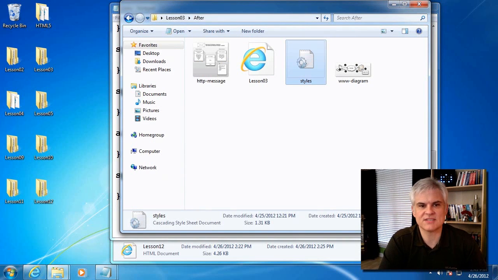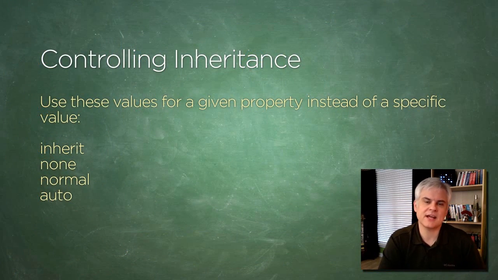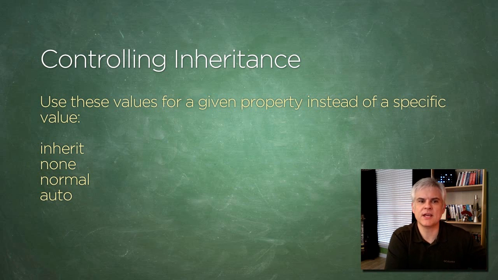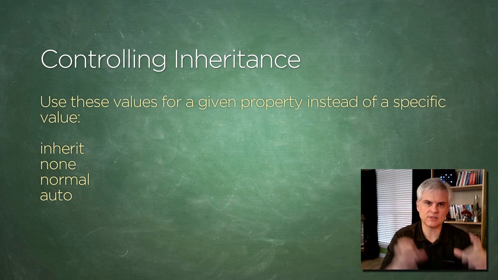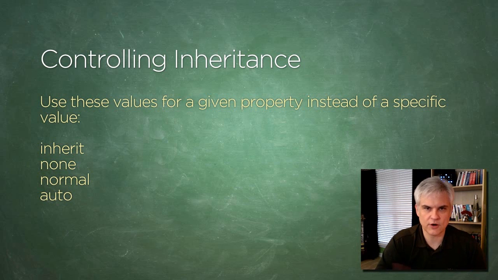So there's a sense of inheritance, and you can also control inheritance using the following values that you see on screen. So there's inherit, which forces a property to be inherited from its parent that normally wouldn't be inherited, or it overrides other applied style values and inherits the parent's value. There's also none, normal, and auto. So again, find a good reference, make sure you understand what those do and when to apply them so that you can take control of inheritance if you really want to for a given element.